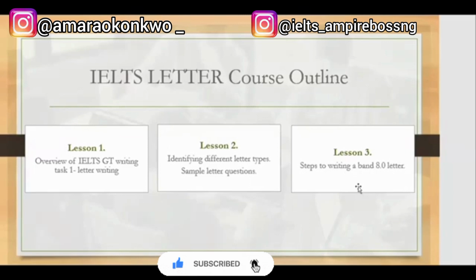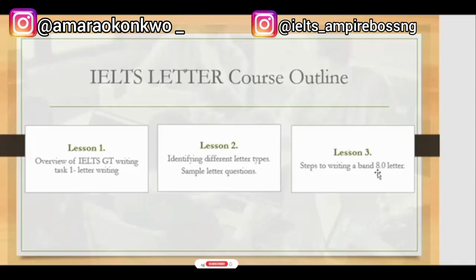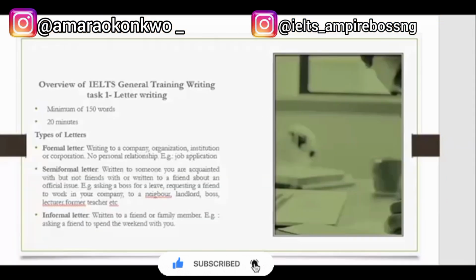Then I'm going to teach you the steps on how to write a band 8.0 type of letter. There are actually a few rules to work with, so if you just master them, you're good to go. So let's move on. I've told you that you will be required to write a minimum of 150 words. So anything between 150 to 200 is fine, you understand? Because you'll be able to do that within 20 minutes.